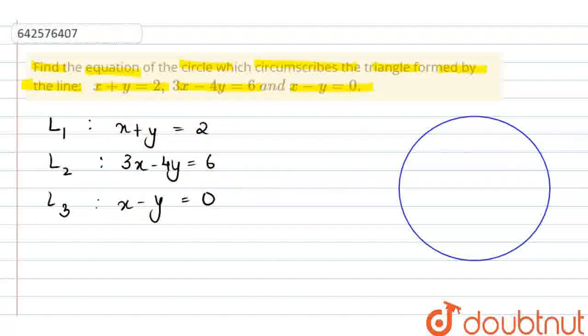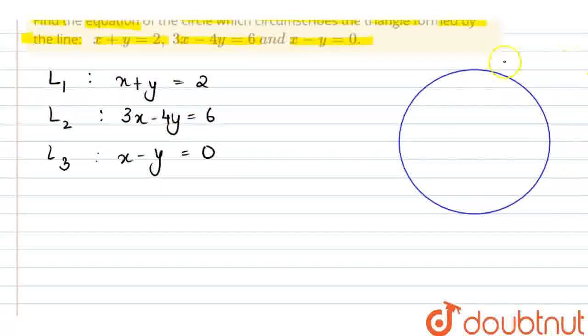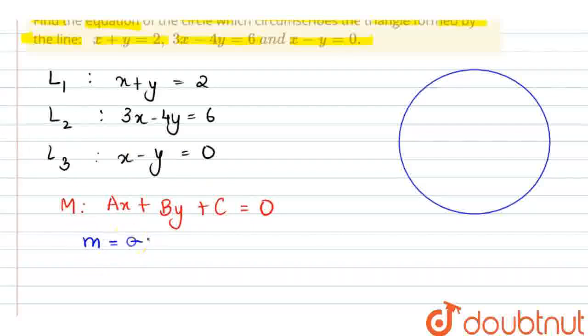But here, if we notice, L1 and L3 look somewhat perpendicular. But how do we confirm that they look perpendicular and they are perpendicular? To confirm that, first of all, we have to calculate the slope. We should know that if the general equation is ax plus by plus c is equal to 0, then the slope will be equal to minus a by b always.